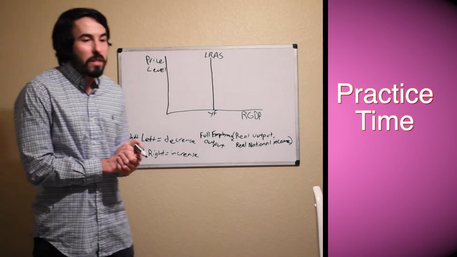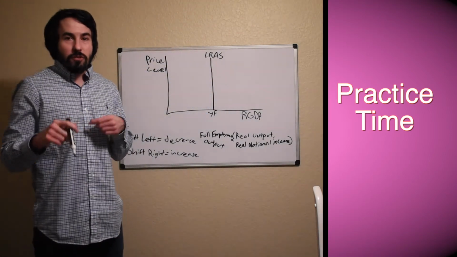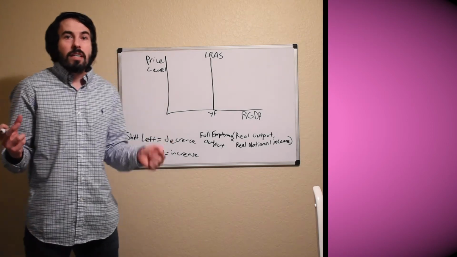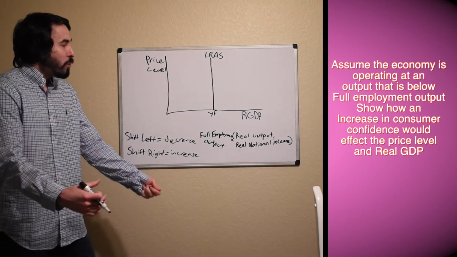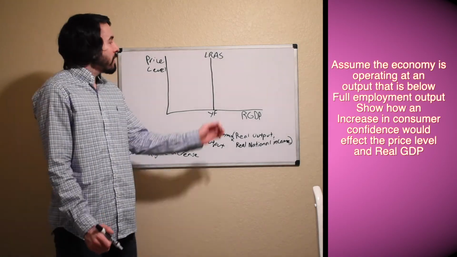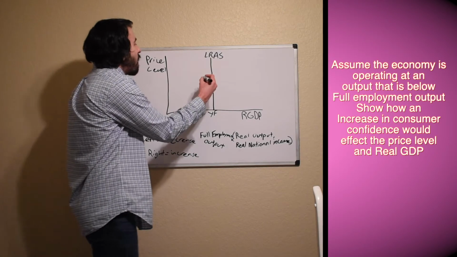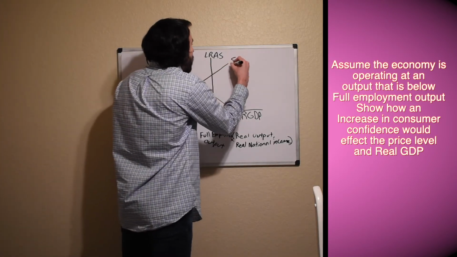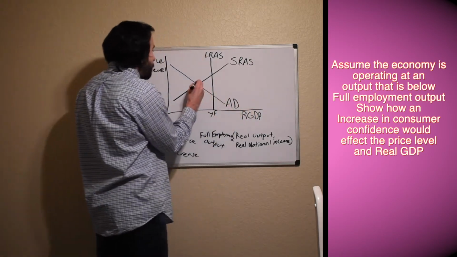All right, so this first one says that we're gonna assume the country is operating at an output below full employment. So for this first one, it's an economy that's operating below full employment. And so that means that we're not making as much stuff as we would be able to if we were at full employment. So that means we're short of our full employment output. And so our short run equilibrium, or our X, is gonna go to the left of our long run aggregate supply curve.